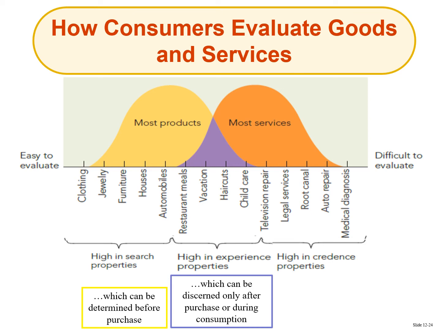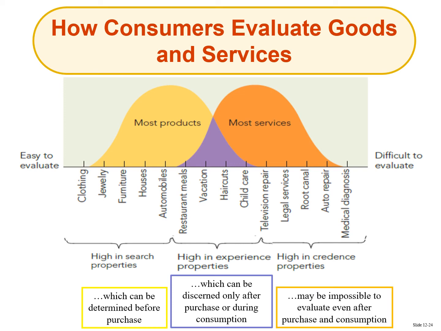And the last one towards the right, which is the most difficult to evaluate, these are high in credence properties. What does that mean? That it may be impossible to evaluate these services even after purchase and consumption. For example, a root canal or an auto repair service or a medical diagnosis. You won't even know if they did a good job or not, because probably you won't even know what they did and what they were supposed to do. So it may sometimes be impossible to evaluate these services that are high in credence properties even after you've made the purchase, or even after you've consumed them.